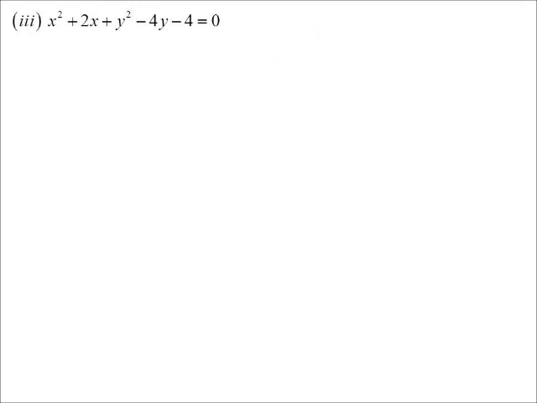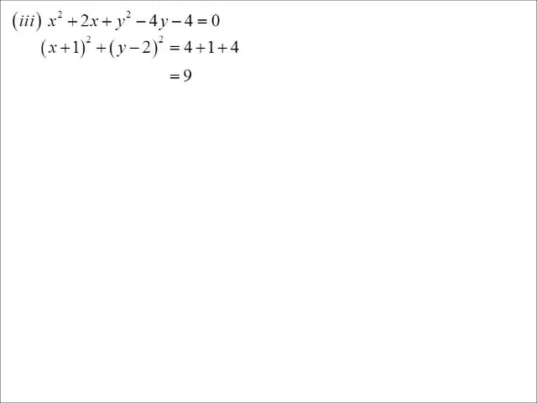This one's not immediately obvious. We've got to do some completing of the squares to do this one. We've got to do it with both the x's and the y's. The one thing we do know is it's going to be a circle, because both the x and the y are squared, and the coefficient is the same, positive 1 in both cases. So we know it's going to be a circle.